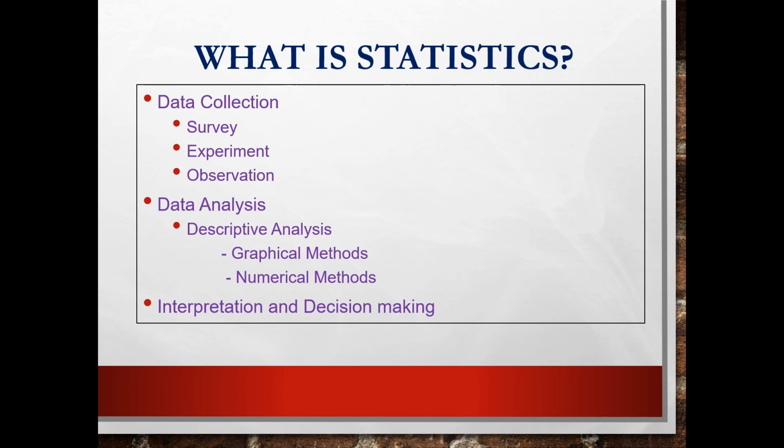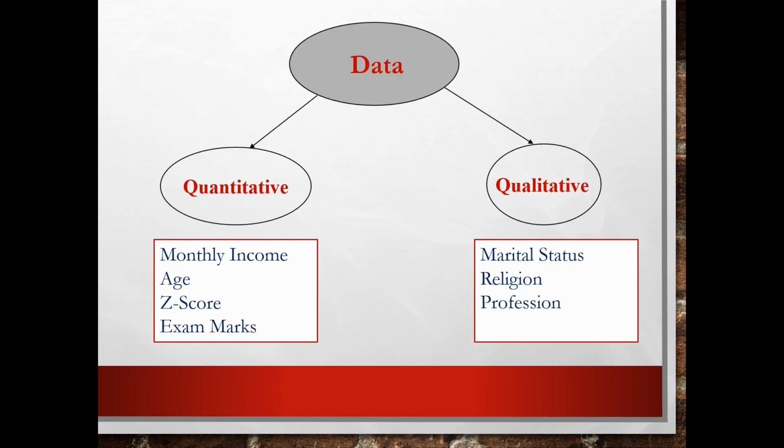After doing those analyses, that is after obtaining those results like graphs and numerical summary statistics, you can interpret and make decisions based on the results that you obtain from the descriptive analysis. So before that, let us just have an idea what type of data are available in a data set. Mainly, the data can be divided into two types.